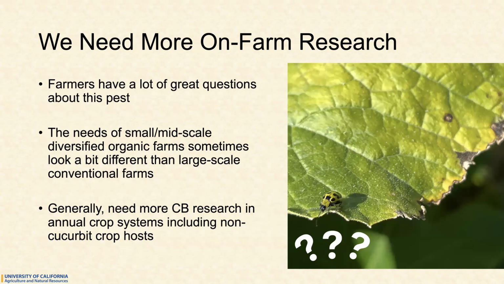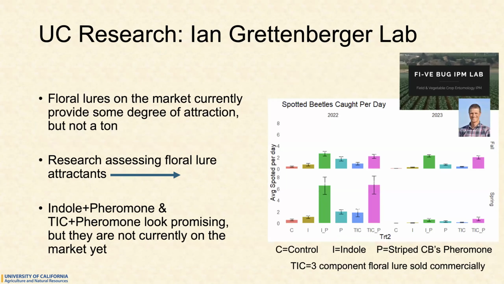So I want to emphasize that we really need more on-farm research on this subject. Farmers have a lot of great questions about this pest. There are a lot of unknowns still, and the needs of small and mid-scale diversified organic farmers sometimes look a bit different than large-scale conventional farms. On the other hand, sometimes there's things that we can learn from each other across scales as well. So generally, we do need more cucumber beetle research in annual crop systems, including non-cucurbit crop hosts like lettuce and flowers.